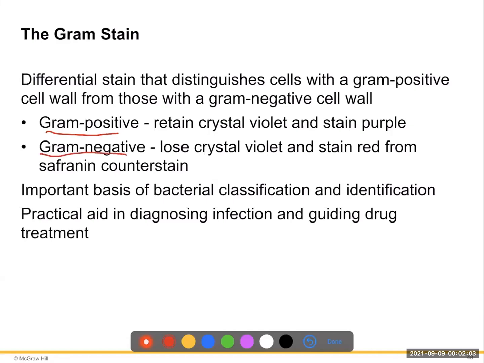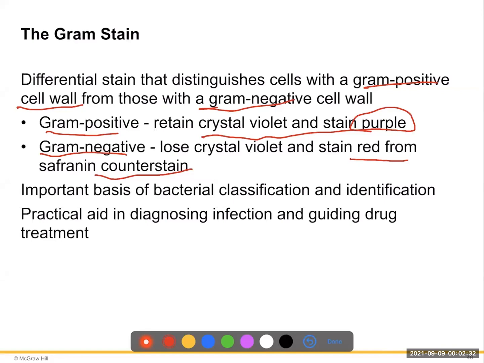They stain differently. Different stains distinguish cells with a gram-positive cell wall from those with a gram-negative cell wall. Gram-positives retain crystal violet and stain purple. Gram-negatives lose the crystal violet and stain red from the safranin counterstain. So gram-positives will stain a purple color and gram-negatives will stain a red color, so you can tell which bacteria you're dealing with.